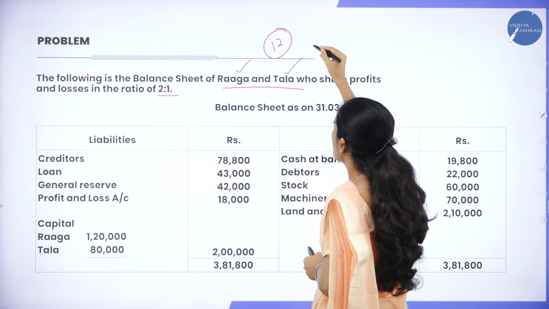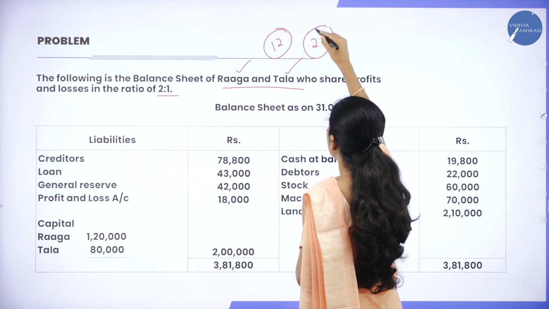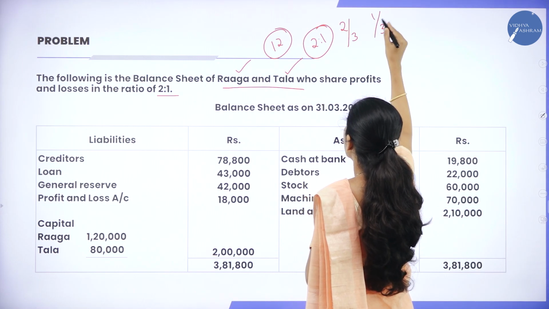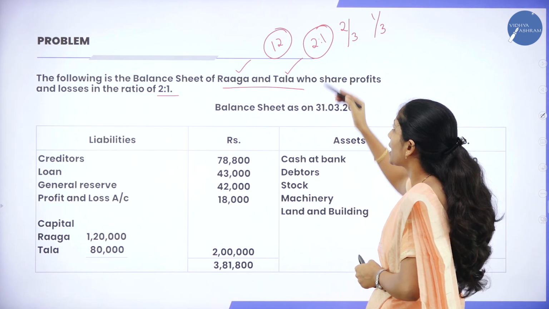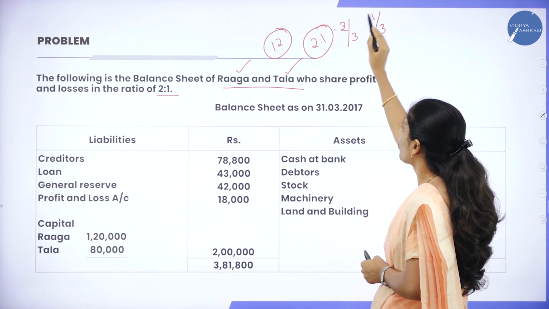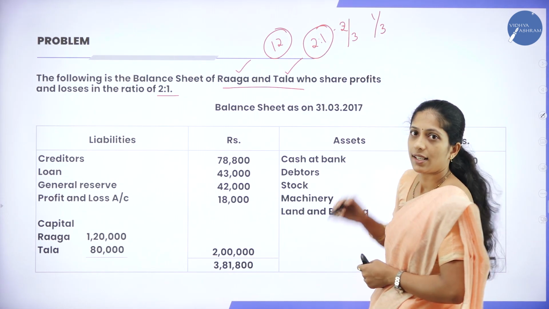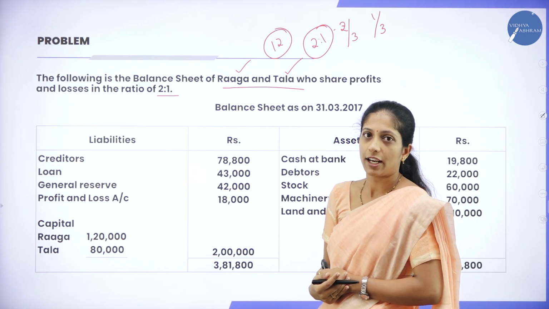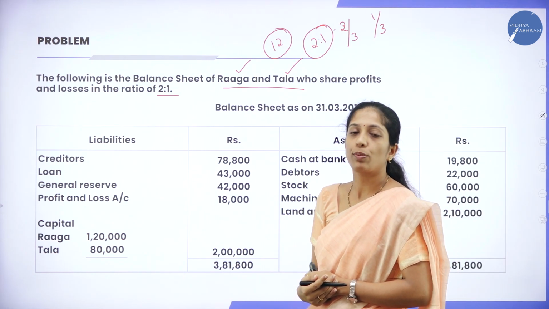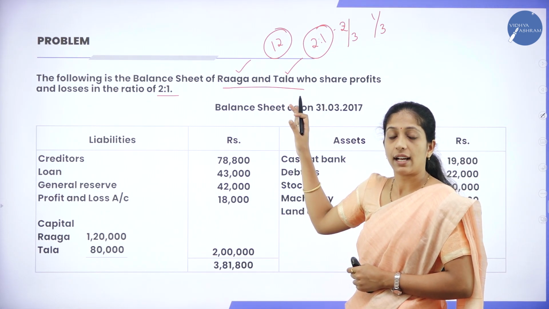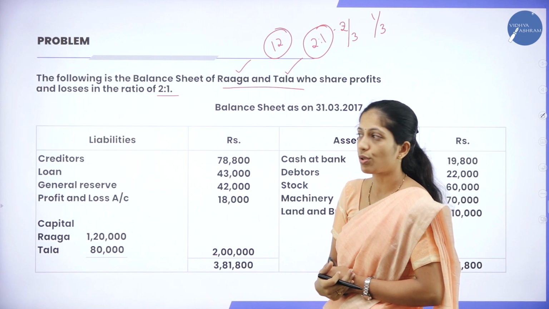Now how do we write 2:1 in the form of fraction? That is Raga's share is 2/3 and Tala's share is 1/3. So how do we record? Write 2 here, 2 plus 1, 3. In the same way 1, 2 plus 1, 3. So this is their profit sharing ratio, that is 2:1, that is 2/3 and 1/3. So now we know the partners Raga and Tala, we know their profit sharing ratio 2:1.